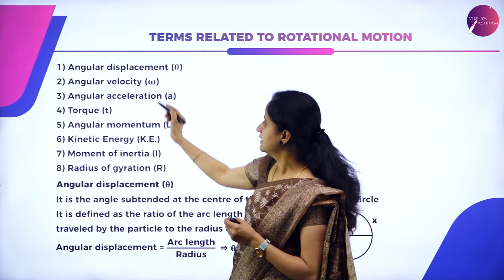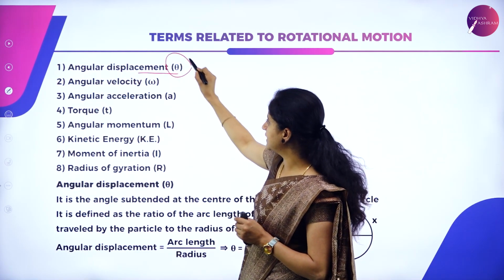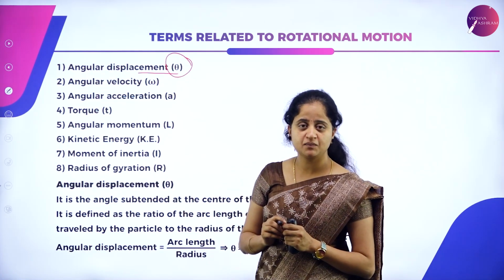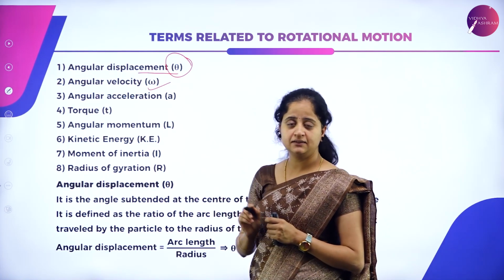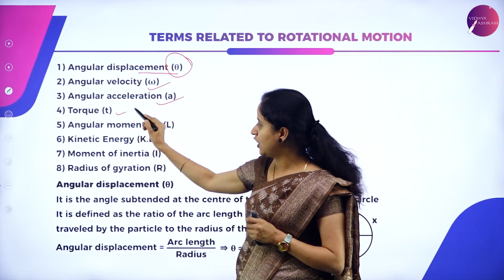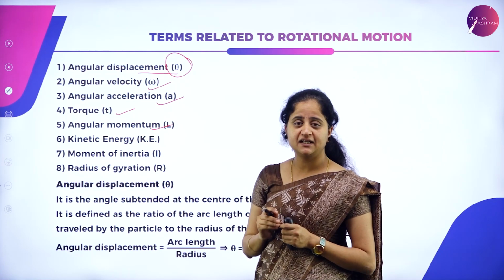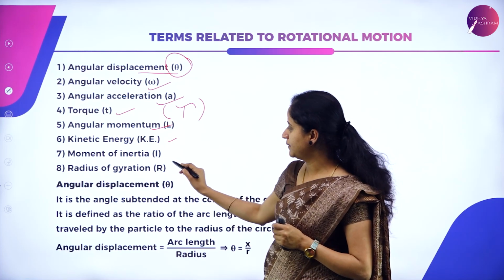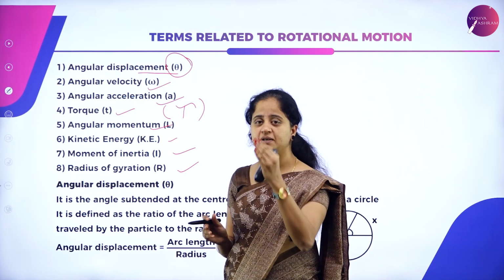So they are like this. It involves angular displacement. So what is angular displacement? It is denoted by the letter theta. There are several terms involved in the study of rotational motion: angular displacement, angular velocity, which is given by the letter omega, angular acceleration, which is alpha, torque, that is tau, angular momentum L, kinetic energy KE, and moment of inertia I, radius of gyration capital R. So let us study one by one in detail.